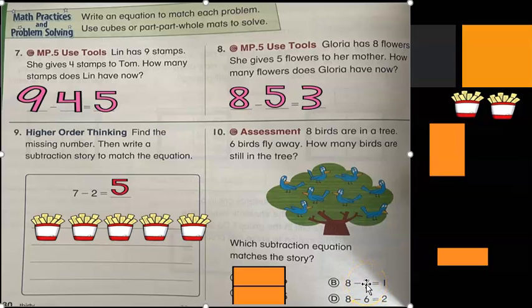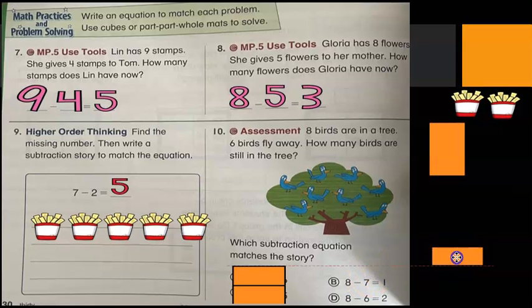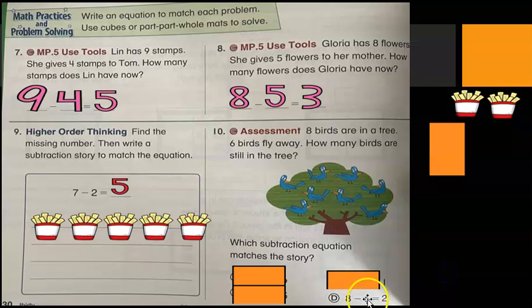Now, is this number 6? No, that is number 7. You see that? 7. We need a 6 there. Therefore, I'm going to cover that up. That's not the answer. Now, is there a 6 right here? Yes. So therefore, first graders, how many birds are still in the tree? 2. So first graders, our answer is right here. 8 minus 6 equals 2. That's our answer right here, okay?